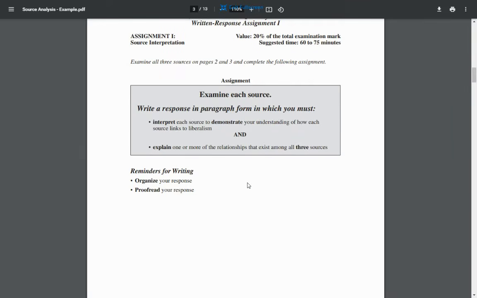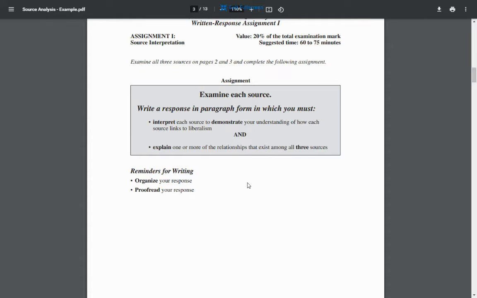And so here's what you need to do. You need to interpret each source to demonstrate your understanding of how each source links to liberalism. For each of these sources, you need to write a paragraph in which you explain what the source is all about and also explain how it's related to liberalism. Is it in favor of liberalism? Is it against liberalism? Which principles of liberalism does this source embrace? Which principles does it reject? Which form of liberalism does it embrace or reject?